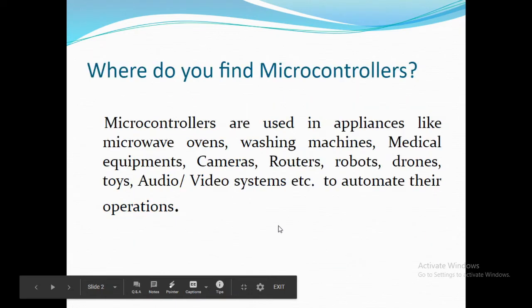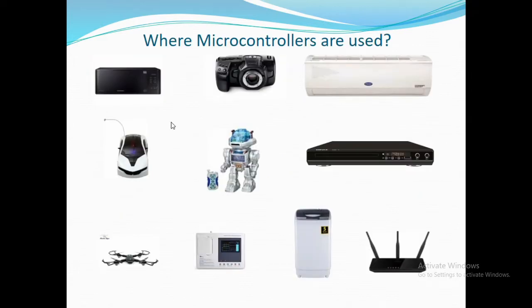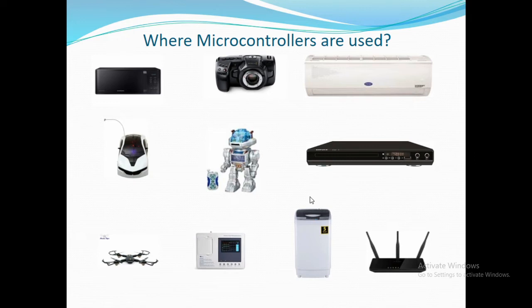Now, where do we find microcontrollers? Microcontrollers are used in appliances like microwave ovens, washing machines, medical equipment, cameras, routers, robots, drones, toys, audio video systems, etc. to automate their operations. These are the pictures of some appliances where the microcontroller is used.